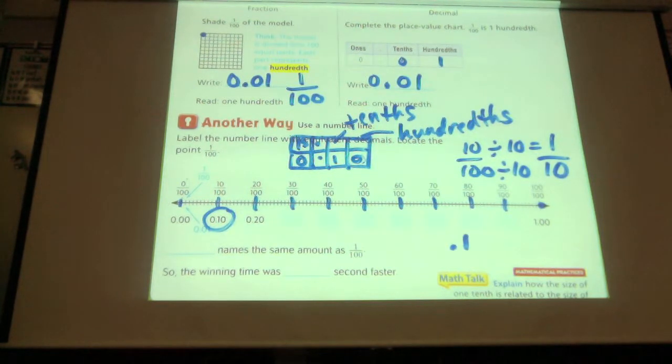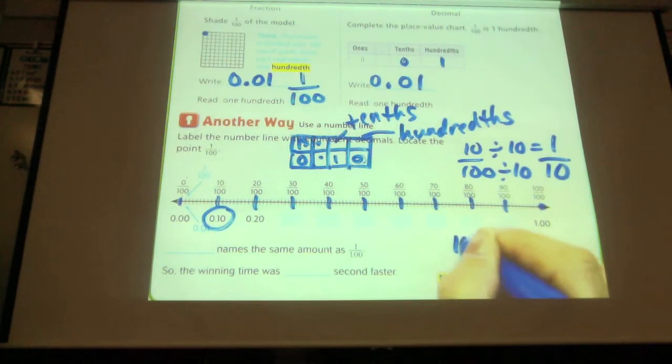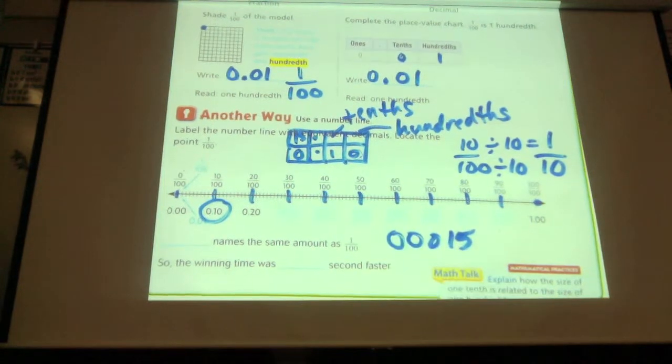Okay, so let me go this way real quick. If I have the number 15, not decimals, I need eyes up here. Put the pencils down. If I have 15 and I put a bunch of zeros in front of it, is it still 15? Is the value still 15? Yes, it's still 15. The value of this is still 15, even if I put a bunch of zeros.